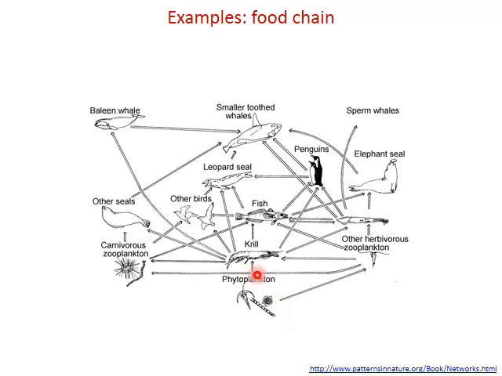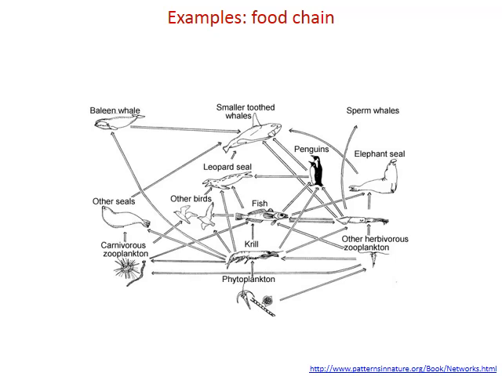See for instance phytoplankton. Phytoplankton is eaten by krill. Krill is eaten by fish. Fish are eaten by penguins. The direction of the arrow goes from prey to predator, from phytoplankton to krill.